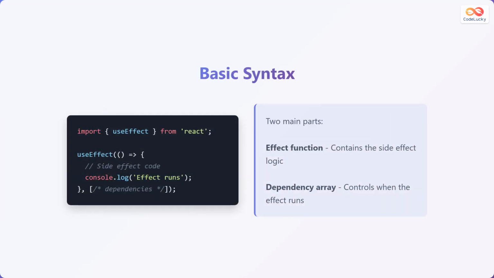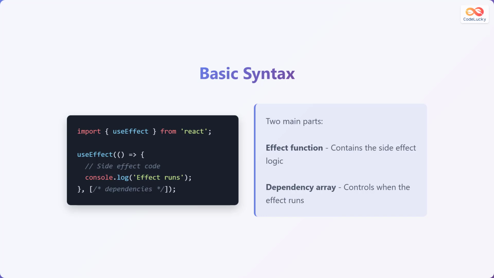Let's examine the basic syntax of useEffect. First, import the useEffect hook from the React library. Then call the useEffect function, passing in two arguments. The first argument is the effect function, which contains the code that performs the side effect. The second argument is the dependency array. This array determines when the effect function will run.